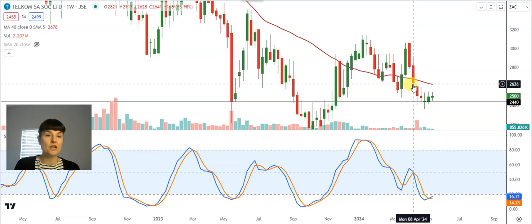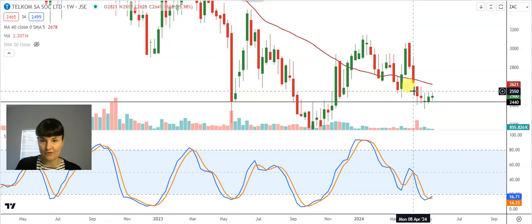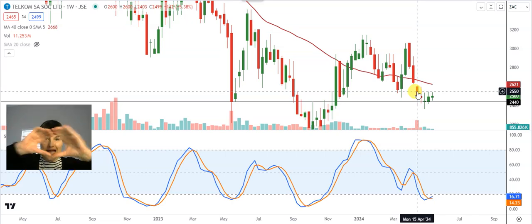Now, we've got a window there, right? The window starts in the week of the 8th of April, and that low is 26.28 Rand, and coming from the top side, it closes in the week of the 15th of April at a level of 26 Rand, right? So there's a small window there. Now, that gap will remain open as long as the buyers are weak. As soon as the buyers become stronger, they will probably go and close that gap.